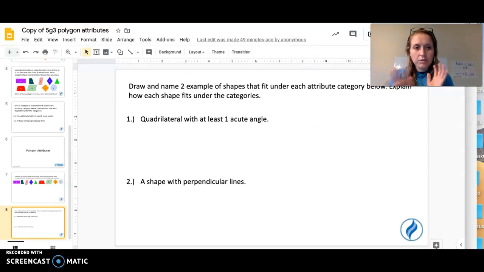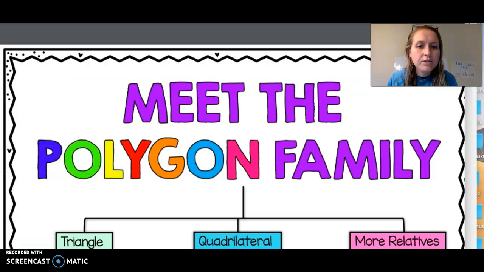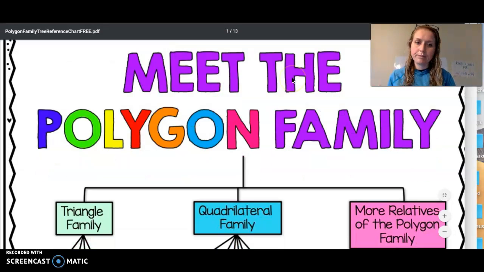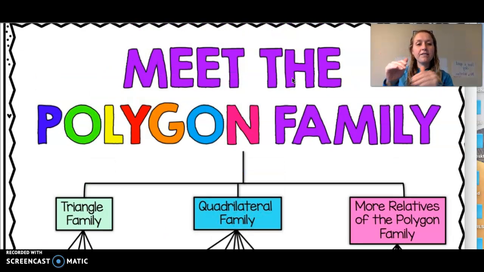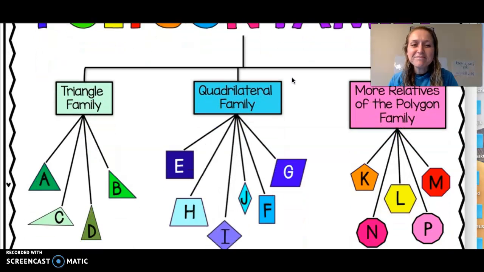And this is where you'll put your work. So really quick, as you fill that out, I do want to go through something. I found this really cool visual that will help us, so I'm going to send this out too. It says, meet the polygon family, right? Think about your family tree. In a polygon family, you have your triangle family, your quadrilateral family, and then just more relatives, so kind of your oddballs that don't really fit into a category.